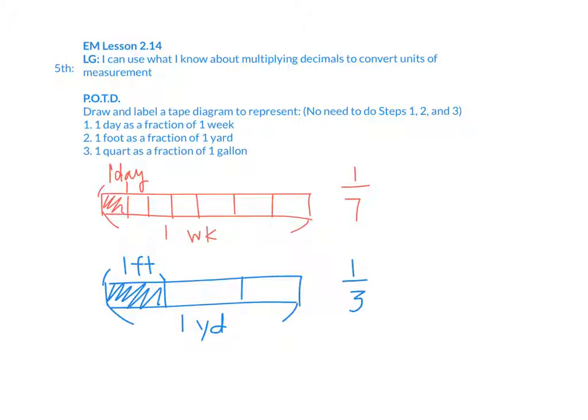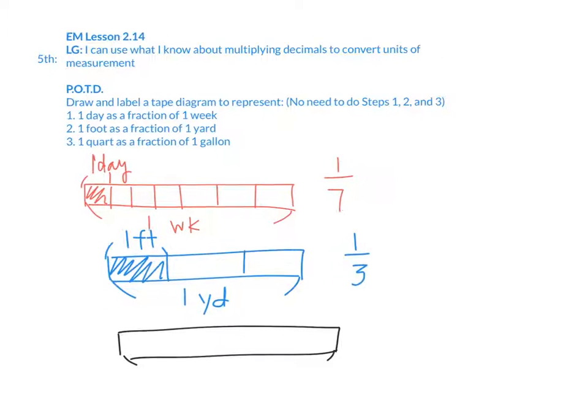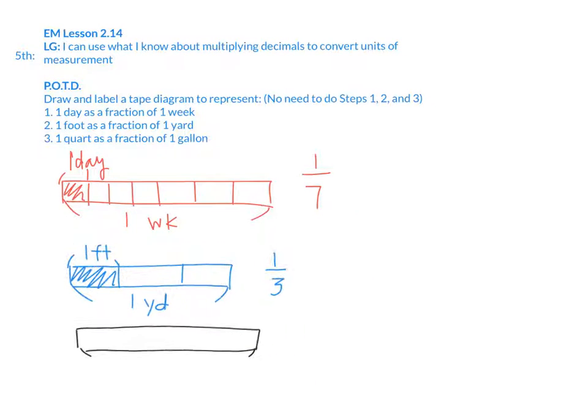My last one, I want to do 1 quart as a fraction of a gallon. Here, back to that gallon again, right? We need to know about this. So if this whole thing is 1 gallon, how many parts do I have to split it up into to show 1 quart? Good. So this is 1 gallon. If I split it up into 4, this is 1 quart. So 1 quart is what fraction of a gallon? 1/4.